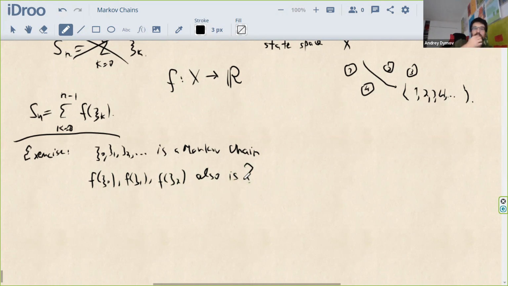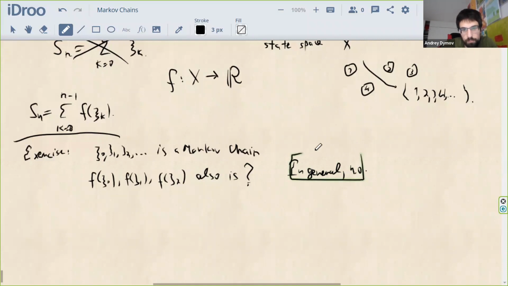How do you think, is it true or not? I think we had to require that f was injective, right? Yeah, if f was bijective, then this is true. But in general, this is not true.